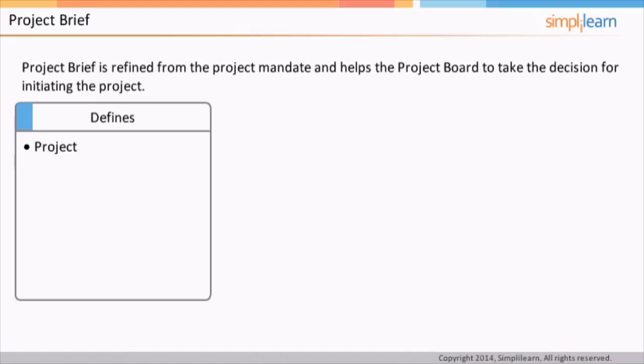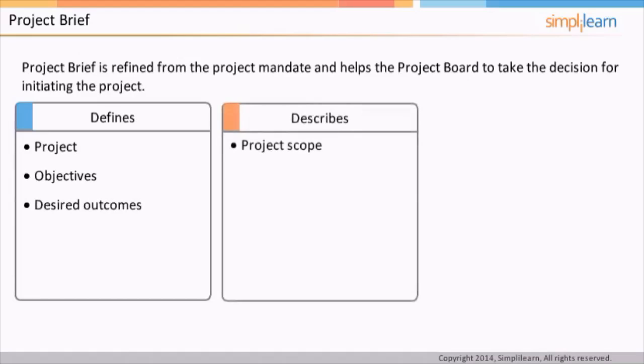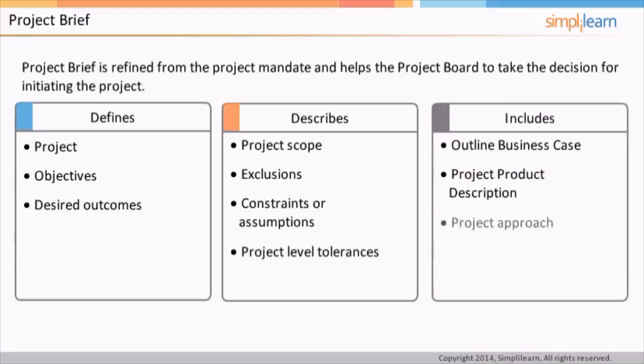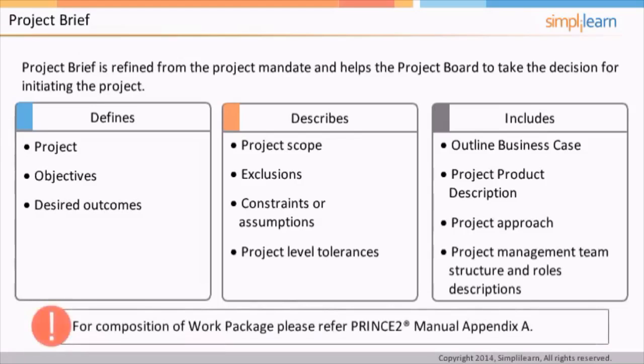An agreed-upon project brief ensures that the project has a commonly understood and well-defined start point. The project brief defines project objectives and desired outcomes. It describes the project scope known at that point, clearly states the exclusions and constraints or assumptions, and also defines project-level tolerances. The project brief includes outline business case, project product description, project approach, and project management team structure, along with the role description of the team members. In the next screen, we will discuss outline business case.